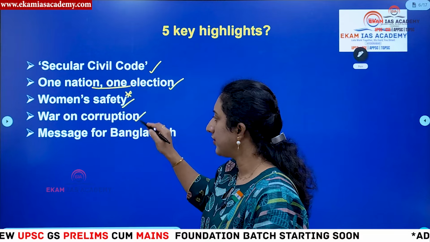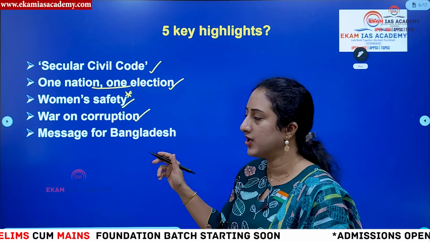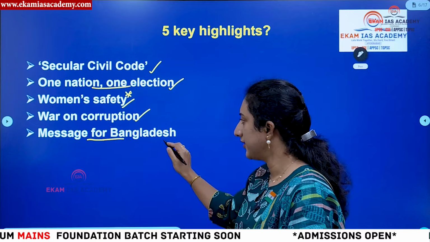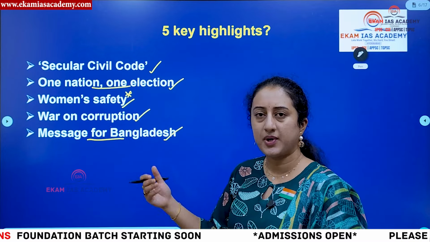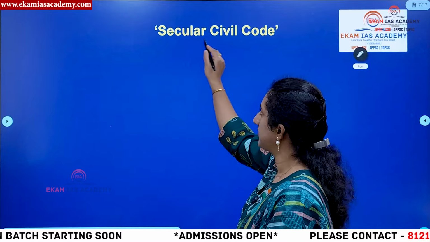Then there is also a war on corruption, as mentioned by the Prime Minister of India in his speech, and there is also a message for Bangladesh. So these are the key highlights of the Prime Minister's speech. In this context, now let us understand what the secular civil code is.